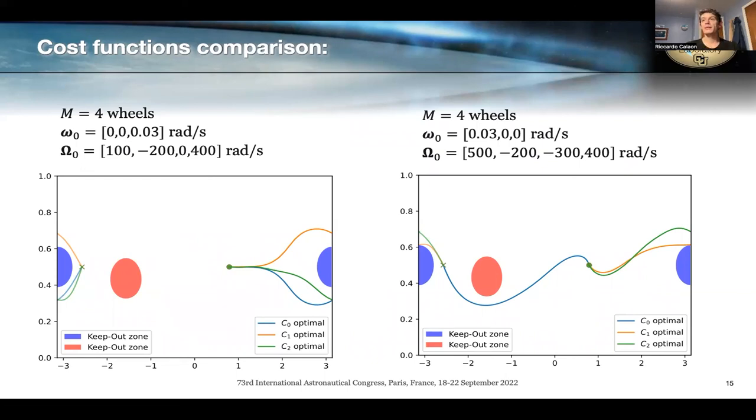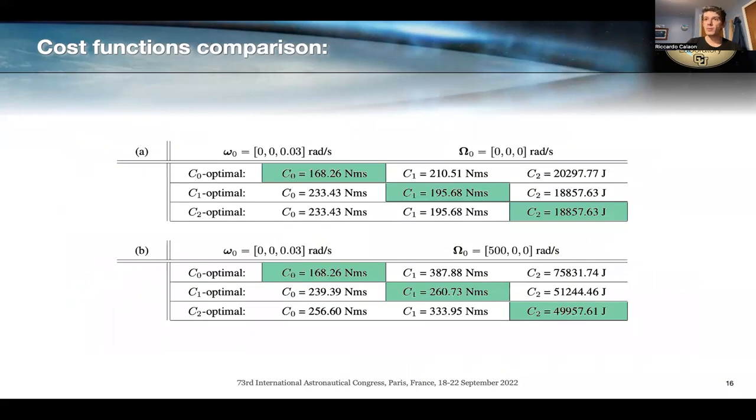This is, I think, the most compelling case that shows where neglecting the dynamics of the reaction wheels, of the actuators, can produce a solution that is significantly suboptimal and significantly different from the solutions that are computed using more insightful cost functions. These tables are meant to show the cost computed for each cost optimal trajectory. So basically, we can see that for the first 2 cases that I discussed, each cost function yields the optimal solution with respect to that cost function.